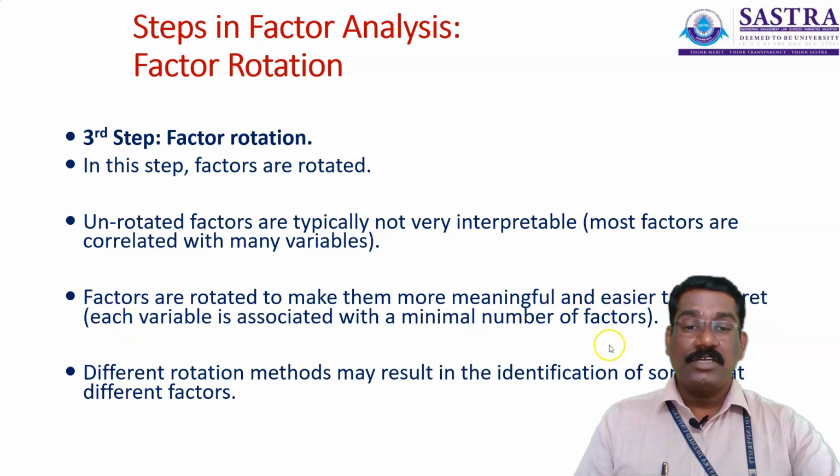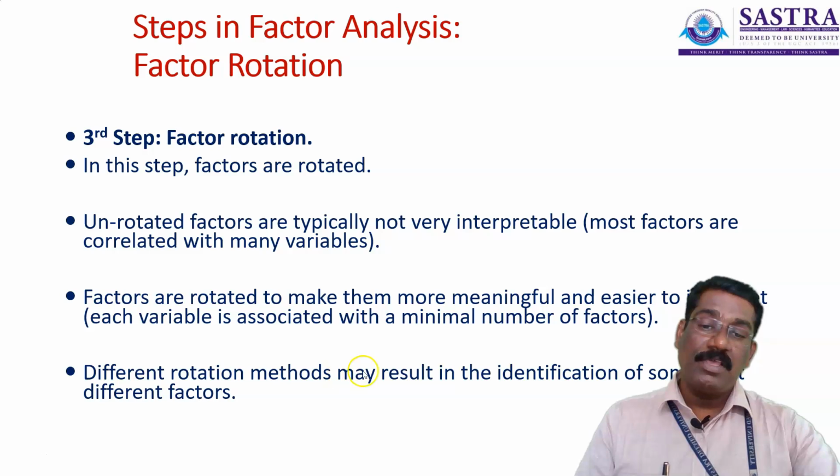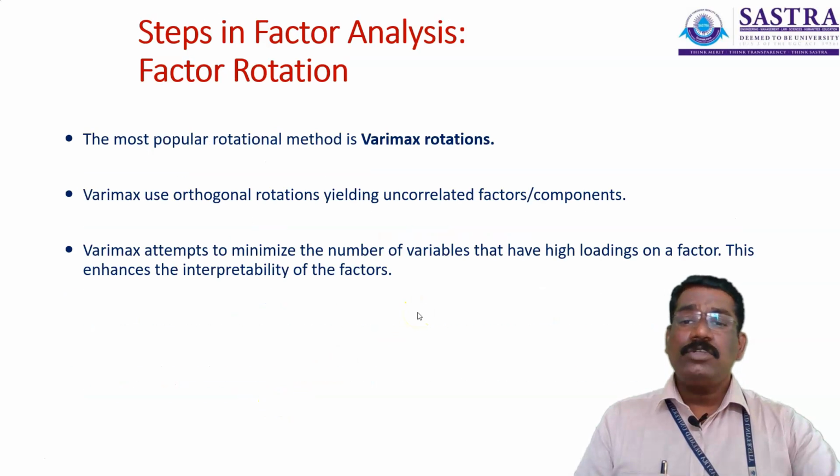Each variable is associated with a minimal number of factors, and different rotation methods may result in the identification of somewhat different factors. Clear? The most popular rotational method is called Varimax rotation, and we need to use it. Varimax uses orthogonal rotation, yielding uncorrelated factors and components. Varimax attempts to minimize the number of variables that have high loading on a factor. This enhances the interpretability of those factors.